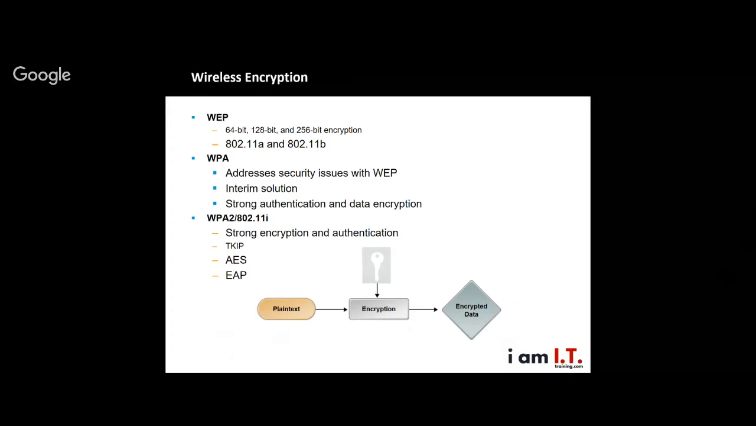So there are three different types of wireless encryption that are pretty popular. Now, WEP, wired equivalent privacy, is not something that you see too often because it's outdated and it's weak.